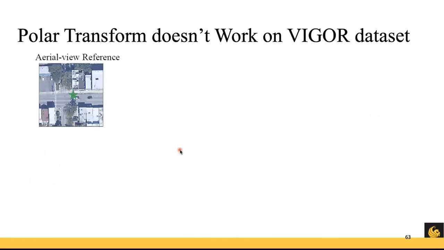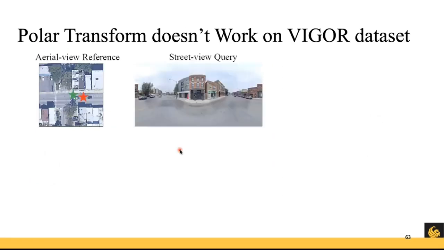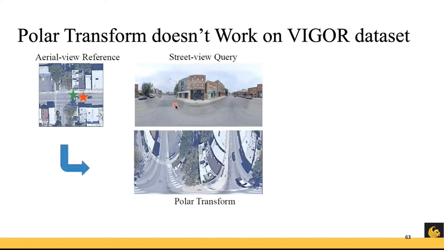But we tried this on our VIGOR dataset, which is not spatially aligned, and we collected it in major cities of the US. So this is in urban areas, with a lot of tall buildings. If we apply the same technique using the polar transform, the performance is not able to be improved. As a matter of fact, the performance even got worse. Using the polar transform on our dataset, the performance even dropped by like 9%.